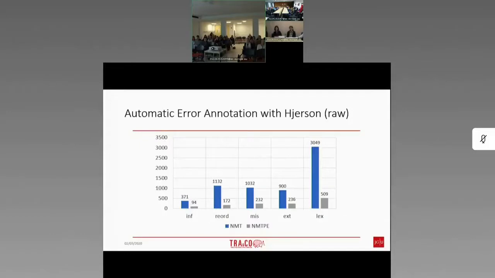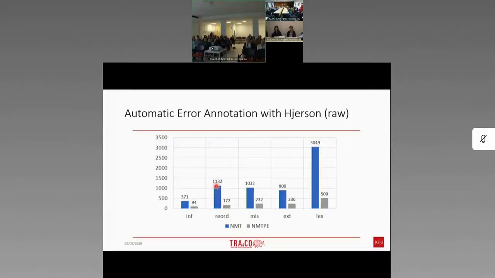And this is what we got in terms of the total counts, the raw counts. So you can see here the inflectional errors are very few. In blue you have the corrections that the post-editor made, and in gray you have the corrections that the reviser made on top of the post-edited version. So very few inflectional errors.